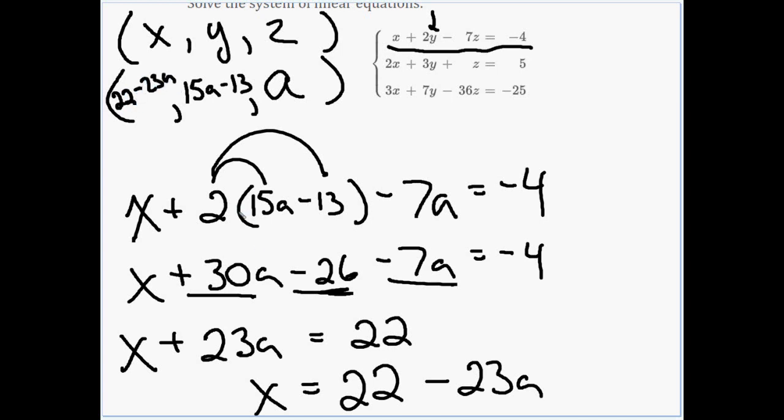So again, I could pick any number for a, 0, 1, 2, 3, a million, and just find the x and the y value in relation to that z value. So again, infinitely many solutions.